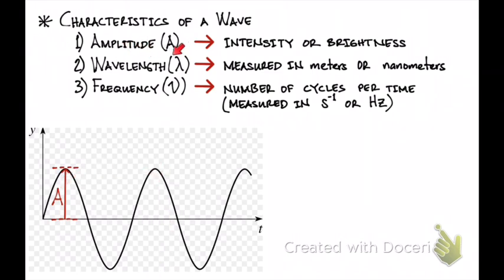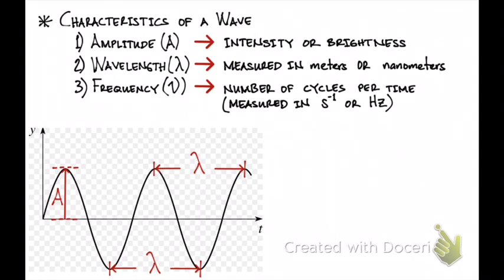Wavelength, on the other hand, is measured in meters or nanometers, and it's the distance between two maximums. So this is the wavelength of that wave. The distance between here and here is equal to the distance between the two bottoms here, the two minima, as they call them. All right, so those two are equal. That's the main difference between amplitude and wavelength.